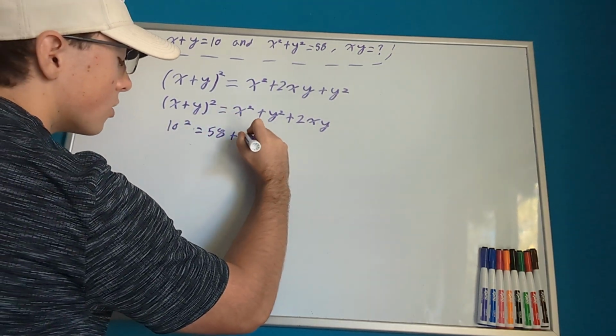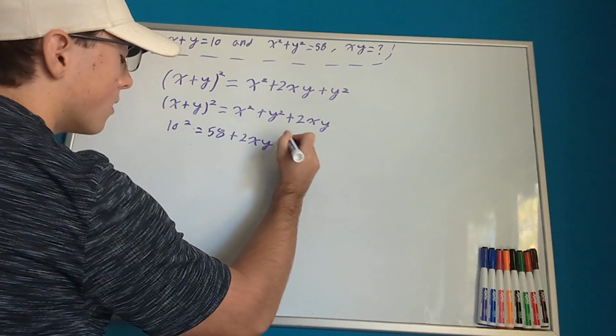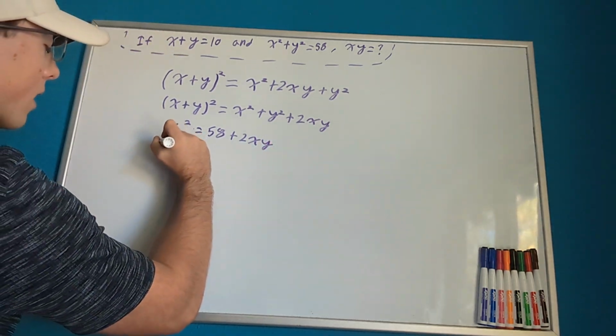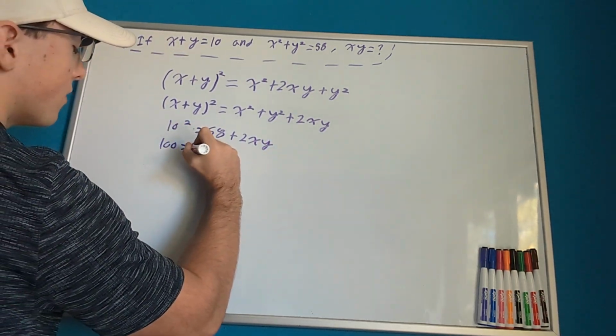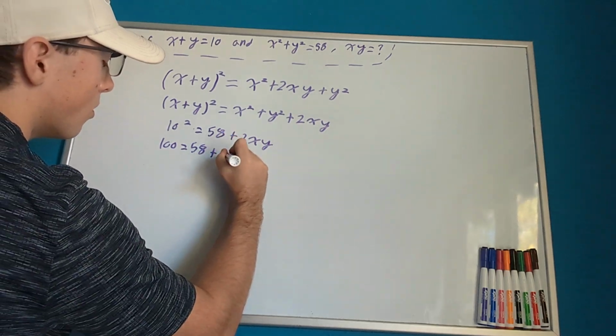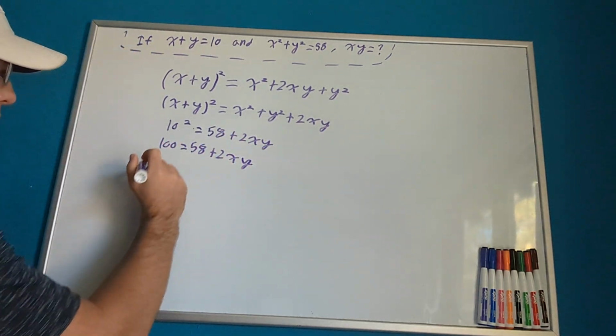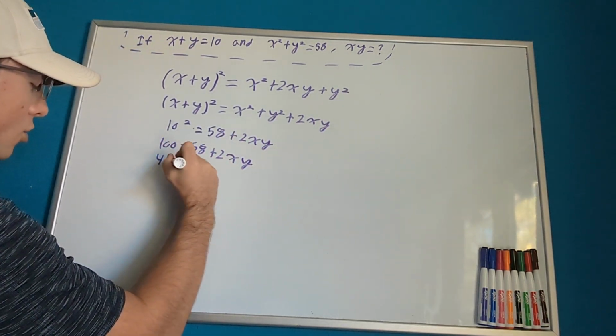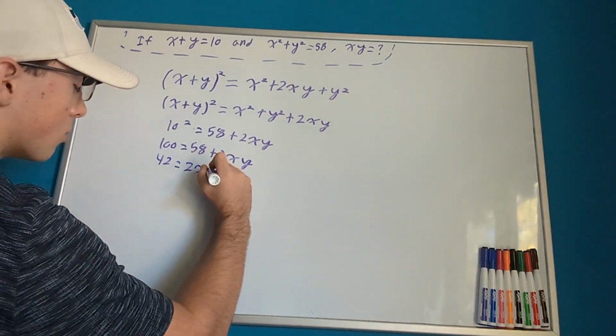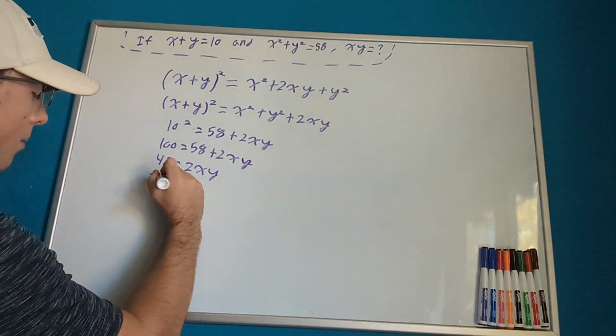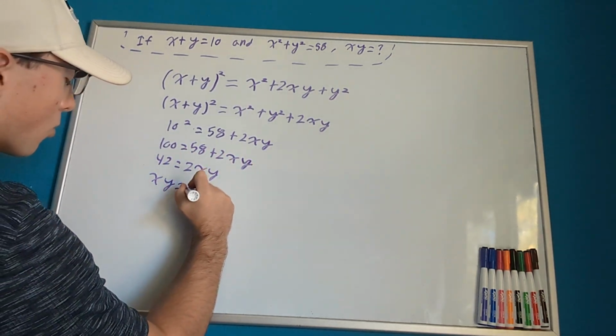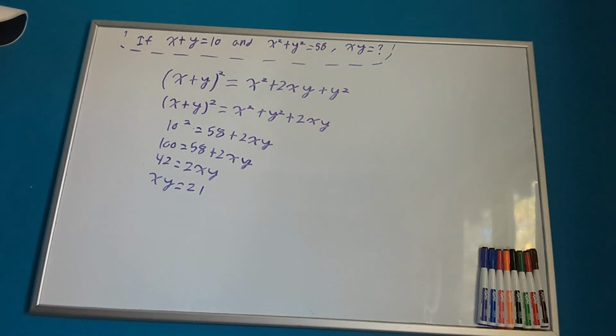Then plus 2xy, right? Then from here, we'll get 100 equals 58 plus 2xy. Then we can subtract 58 and we'll get 42 equals 2xy. And then we divide by 2 and we get xy equals 21, just like we did before. And that is our answer.